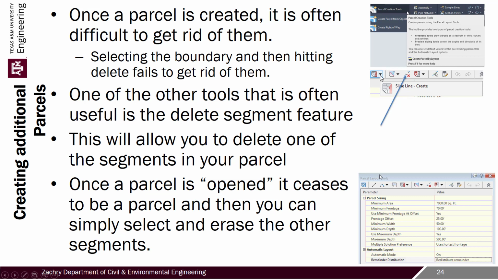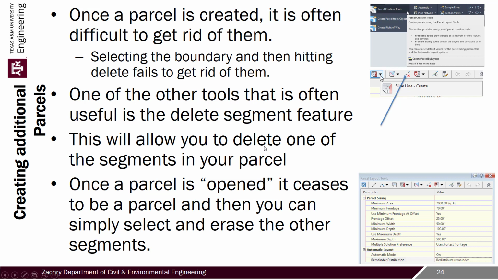Let's say you want to get rid of a certain parcel, or maybe you want to combine a parcel with something else, or get rid of a line. You can also do that by deleting out segments. One of the other buttons is just to the right, and it's delete out segments. If you click on it, it will allow you to pick a line to get rid of in a certain parcel.